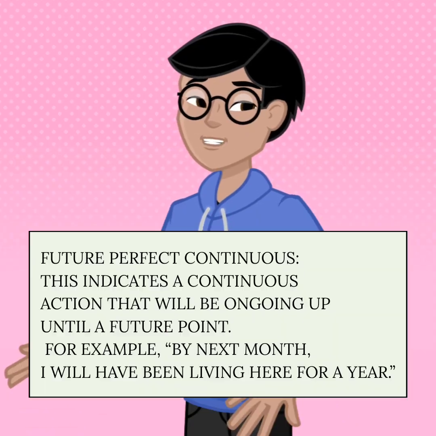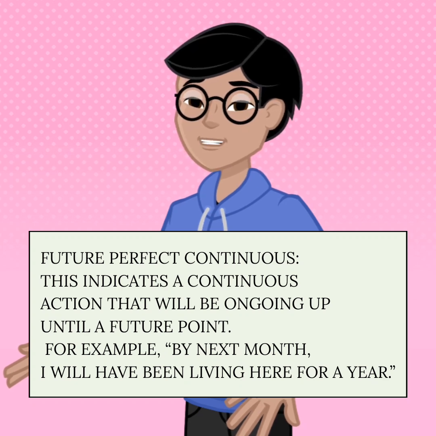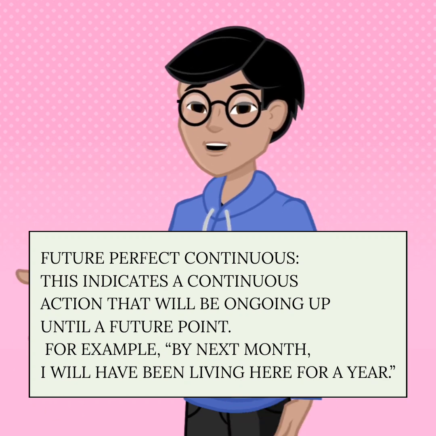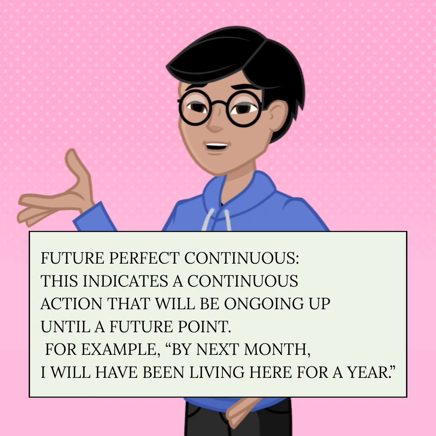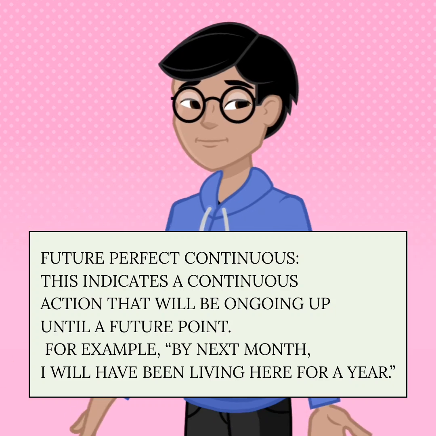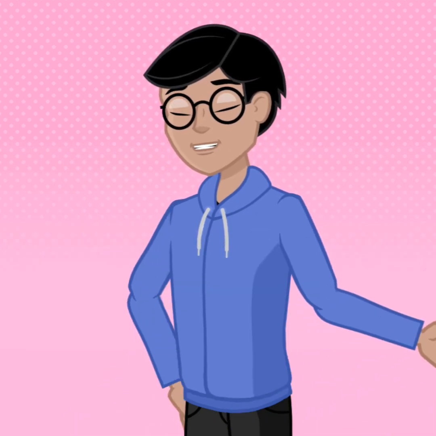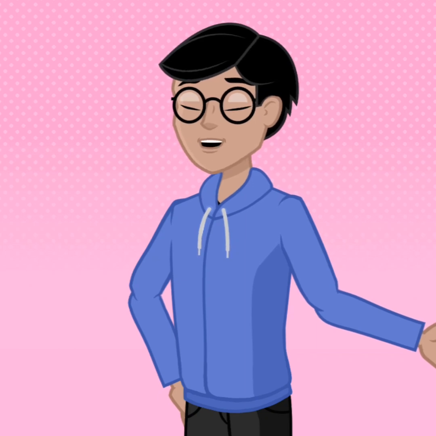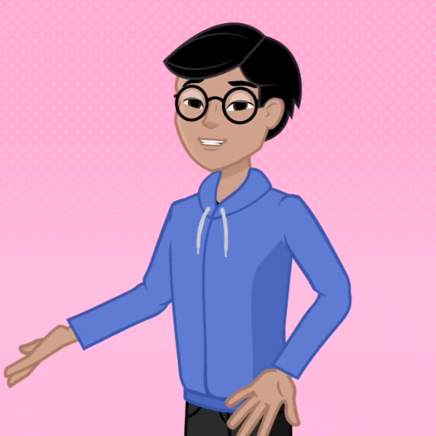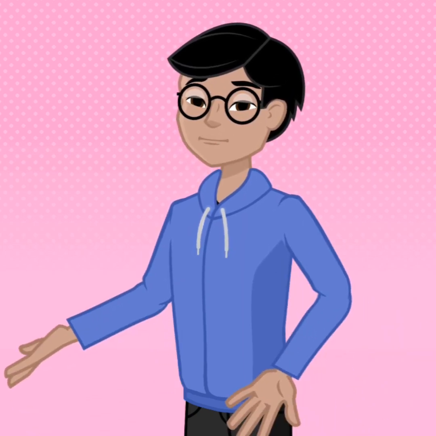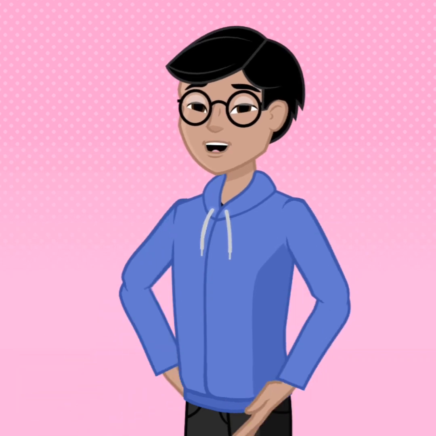Future perfect continuous: this indicates a continuous action that will be ongoing up until a future point. For example, by next month, I will have been living here for a year. This is it. Understanding these tenses helps us convey time and duration more accurately. It might seem overwhelming at first, but with practice, it will become second nature.